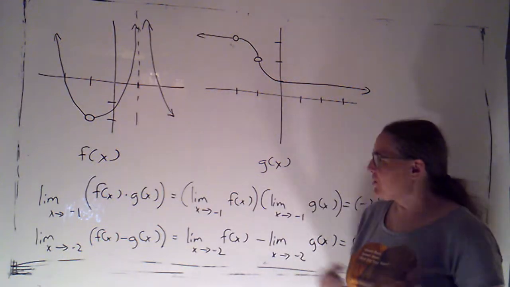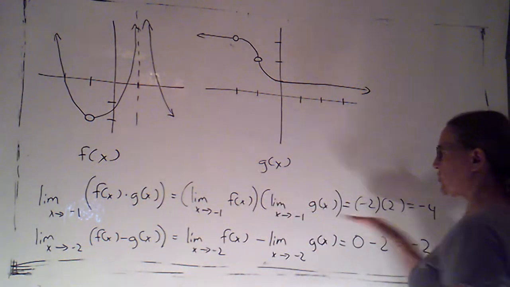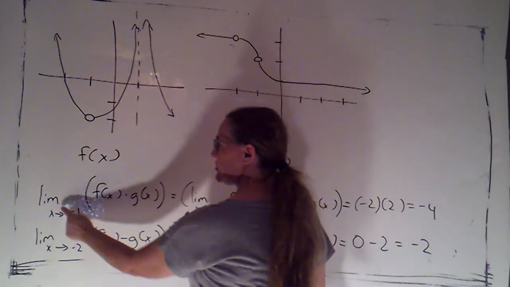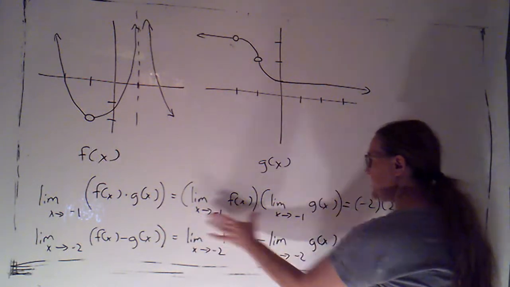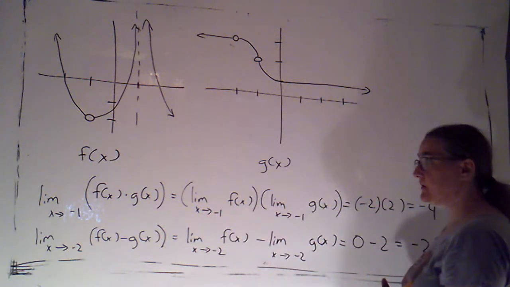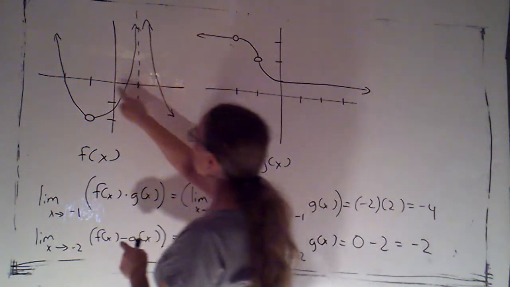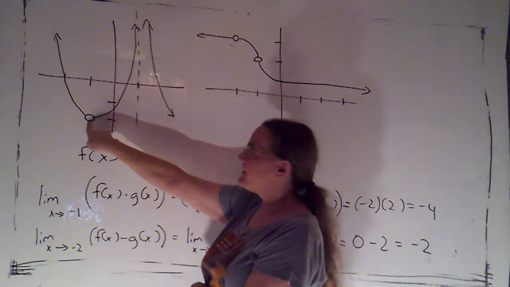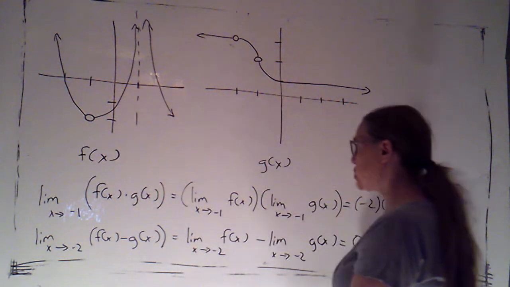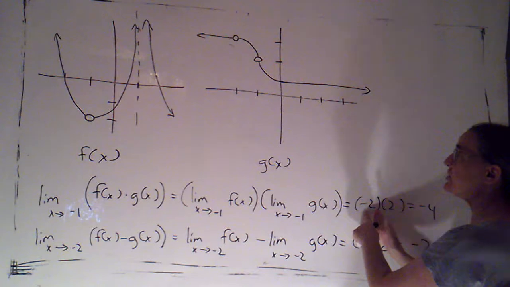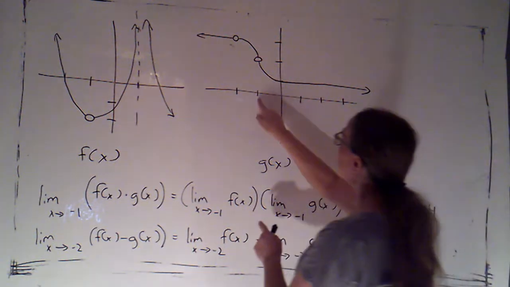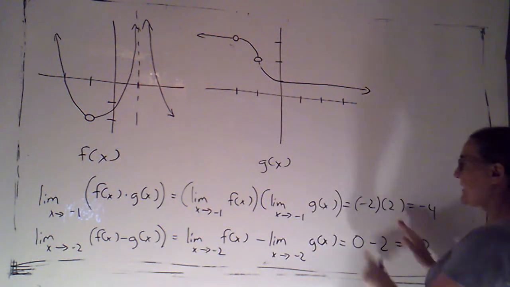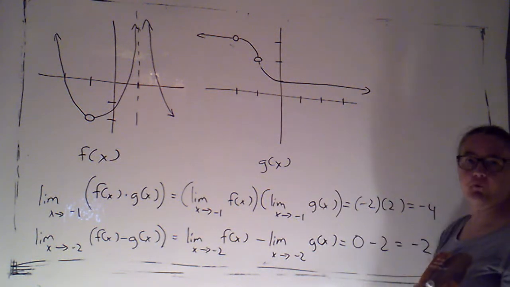All right, welcome back. So I've written out the answers to these problems here. Notice here I was multiplying two functions and then taking the limit. I said I can take each limit first and multiply the results. Over here, as we're approaching -1, it looks like our y values are approaching the y value of this hole, which would be -2. So this first limit was -2. And on the graph of g, at -1, we're approaching this hole that has a y value of 2. -2 times 2 is -4.